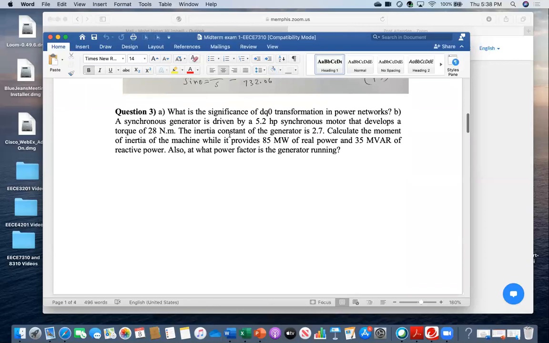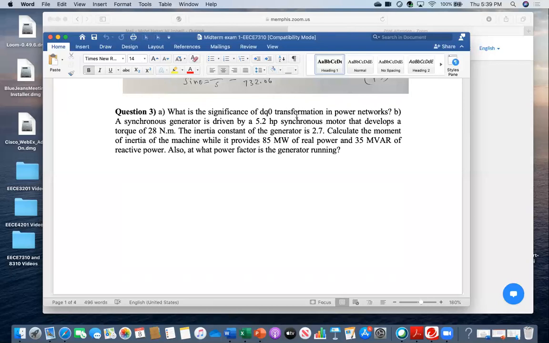Question number 3. What is the significance of DQ0 transformation in power networks? So therefore it basically makes the calculation easy. It converts from time domain into non-time domain, the time independent function. That's why just by using trigonometry and algebra, you can solve the problems.